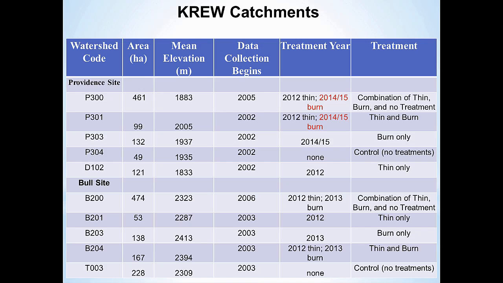Most of the data, we started collecting in 2002, and some of those watersheds were treated in 2012 and 13 in the form of selective thinning and also controlled burn. But I won't be talking about those today. I'm just going to focus more on some of the data that we have collected before treatment and see what we can learn from them.